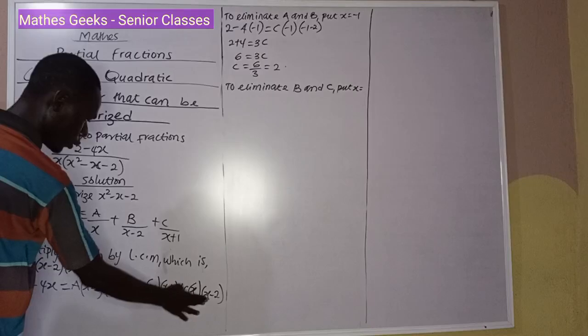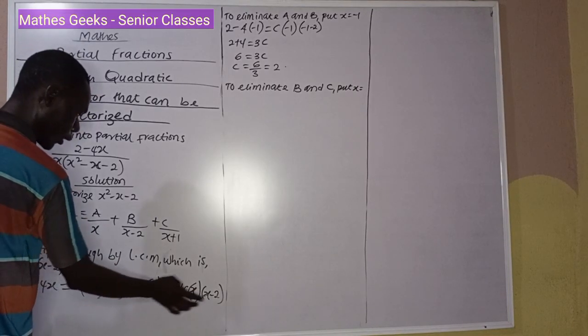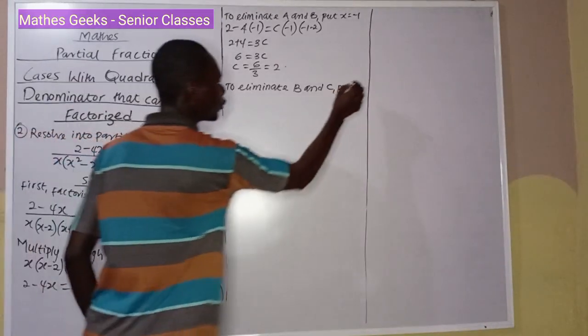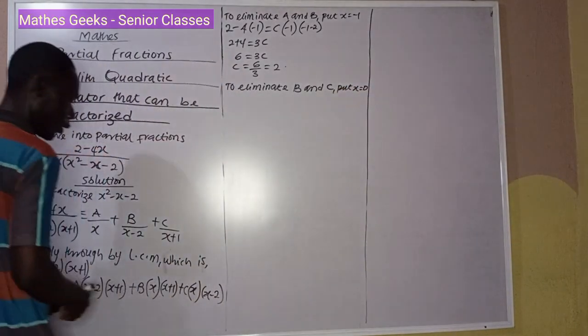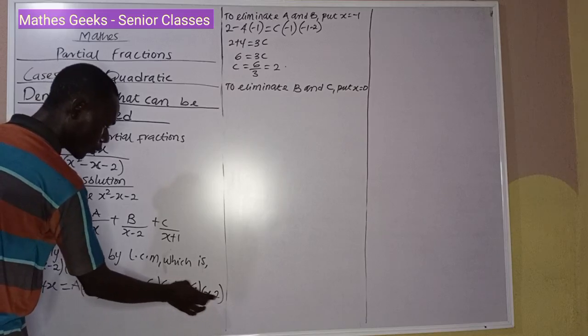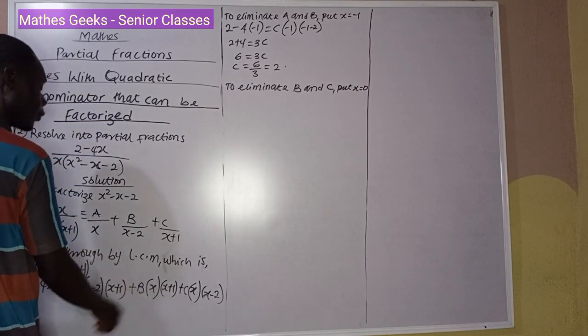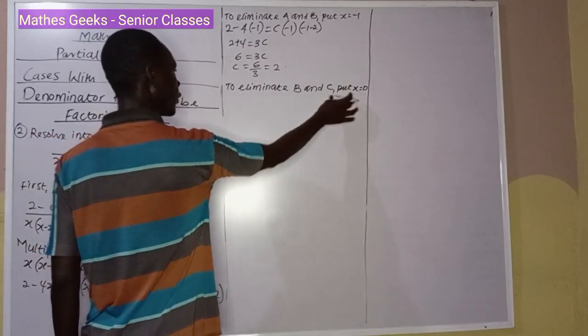B and c have x in common, so in order to eliminate b and c, I will make x equal to 0. Put x equals to 0. So if x is 0 here and 0 here, then 0 minus 2 will give us minus 2. Minus 2 times 0 is 0. 0 times c is 0. Same thing applies to b. So to eliminate b and c, put x equals to 0.